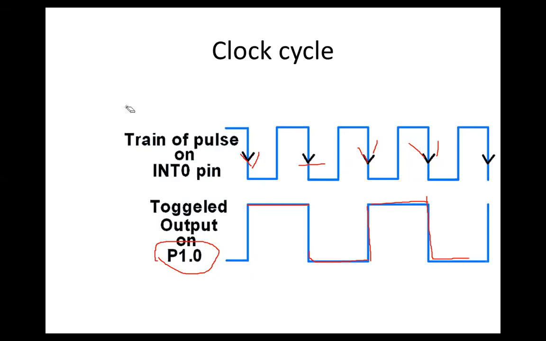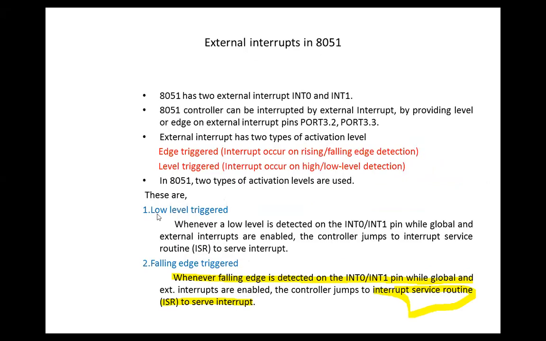Okay. So this is the train of impulses on the INT0 pin. So there are two trigger impulses given. Let's discuss which trigger impulses they are. See, first is the low level triggering. When a low level is detected on INT0, it is low level triggering. Second is falling edge.